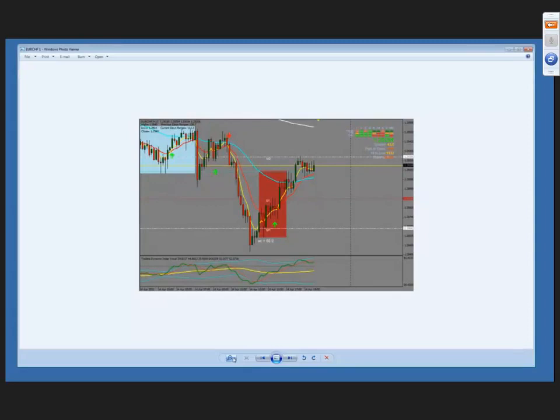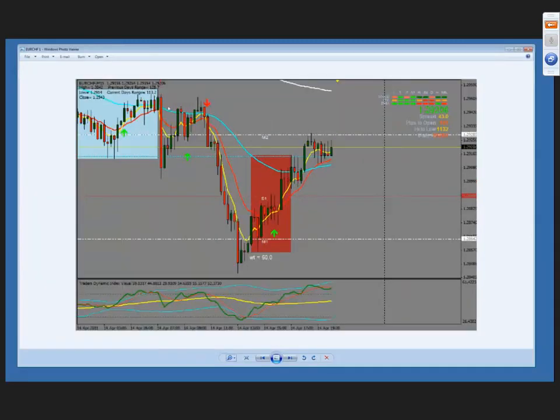Here's our next example. Okay, we see it had some crazy activity out of the Asian session here. Kind of dropped down, came back up. Had a nice drop here. Let's see if there's a trade in this one.